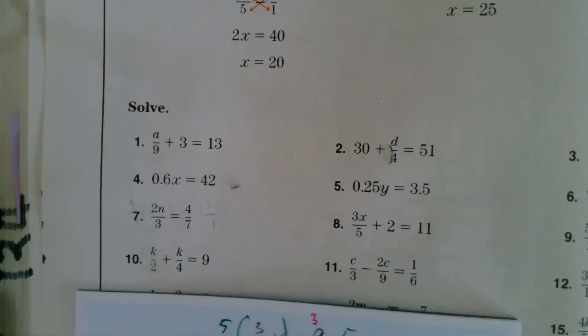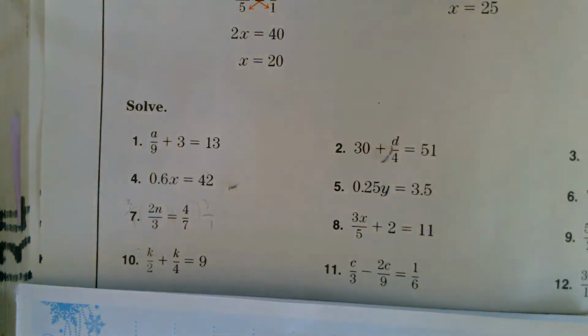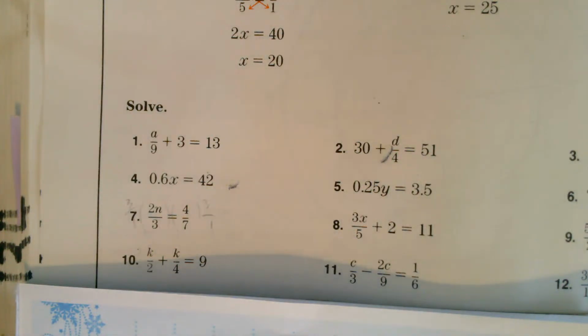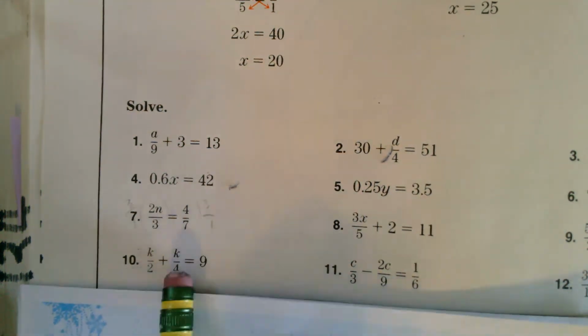Okay. Try 10. So K over 2 plus K over 4. In this case, K would have to be the same. It's the same variable. I forget how to do these ones. Okay. We were just doing the fraction work, so if we get common denominators, we'll be able to combine these two terms here.